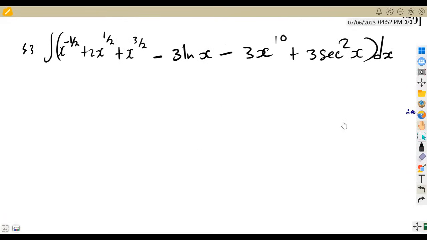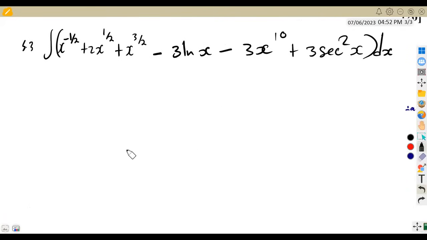You can integrate each and every part. So let us start with the first part. Remember, for every part with x, since it's with respect to x, we are simply going to add 1. We divide by the new exponent. So if we add 1 here, that will be a half. So it's x to the exponent of a half divided by a half like this, which is the same as you're going to divide.